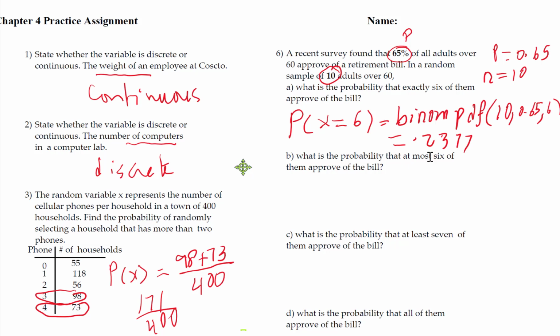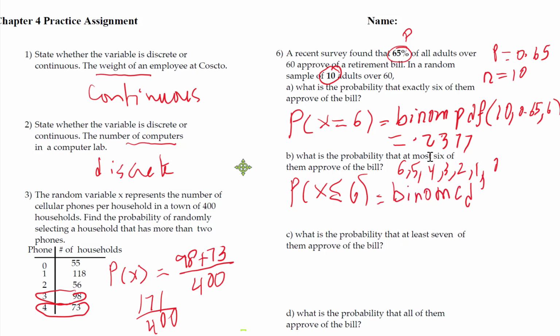Next question, what's the probability that at most 6 of them approve of the bill? At most means less than or equal to 6. And I told you less than or equal to 6 means a 6, a 5, a 4, a 3, a 2, a 1, or a 0. And this can be processed with one function called binomial CDF. N is 10, P is 0.65, and 6. Remember, there are 2 different formulas. This is PDF and the other one is CDF. Let me show you how to do this using the calculator.